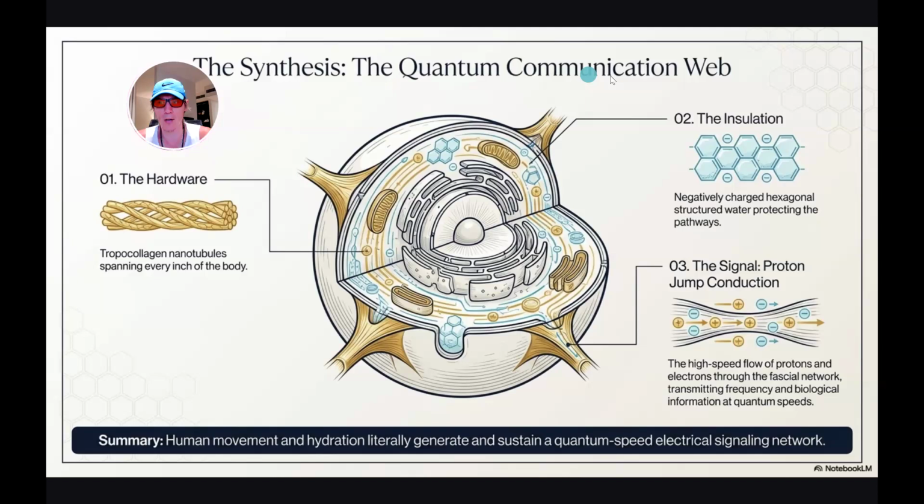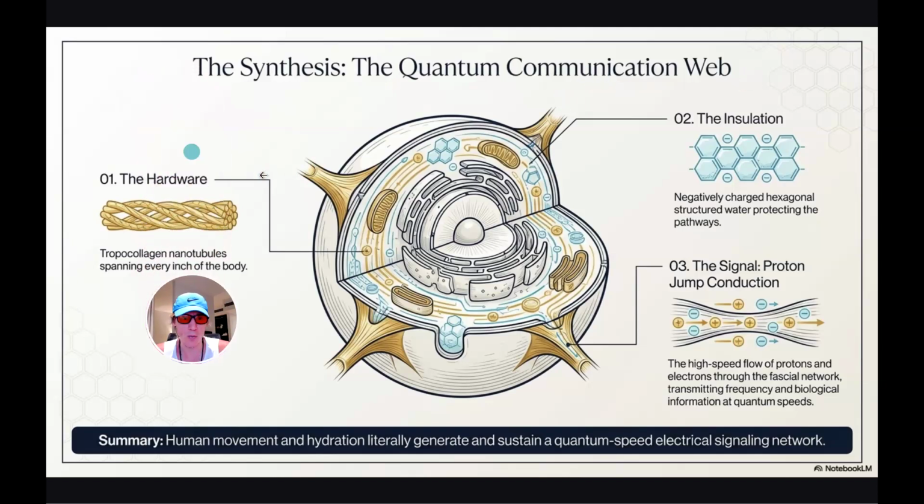So the synthesis: the quantum communication web. The hardware is the tropocollagen nanotubules spanning every inch of the body. Then the insulation: the negatively charged hexagonal structured water protecting the pathways. And the signal: the proton jump conduction, the high-speed flow of protons and electrons through the fascial network, transmitting frequency and biological information at quantum speeds. To summarize all of this, human movement and hydration literally generate and sustain a quantum speed electrical signaling network.